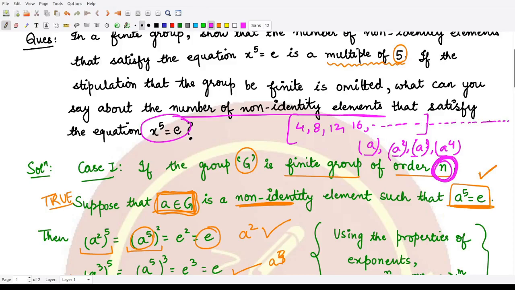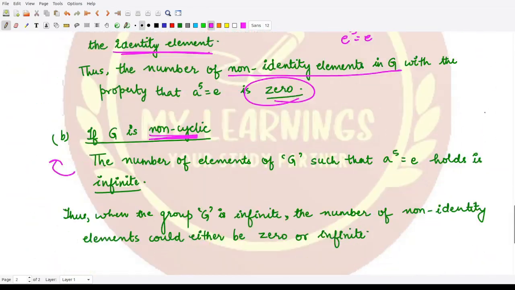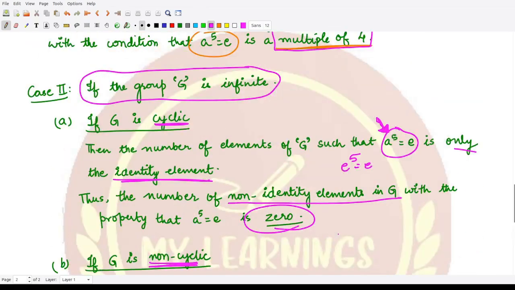You will have infinite multiples of 4 in the case when you have infinite members when it is a non-cyclic group. Hence in this case we have infinite such members. Therefore when the group G is infinite, then the number of non-identity elements could either be 0 or infinite. So I hope you understood this question well.